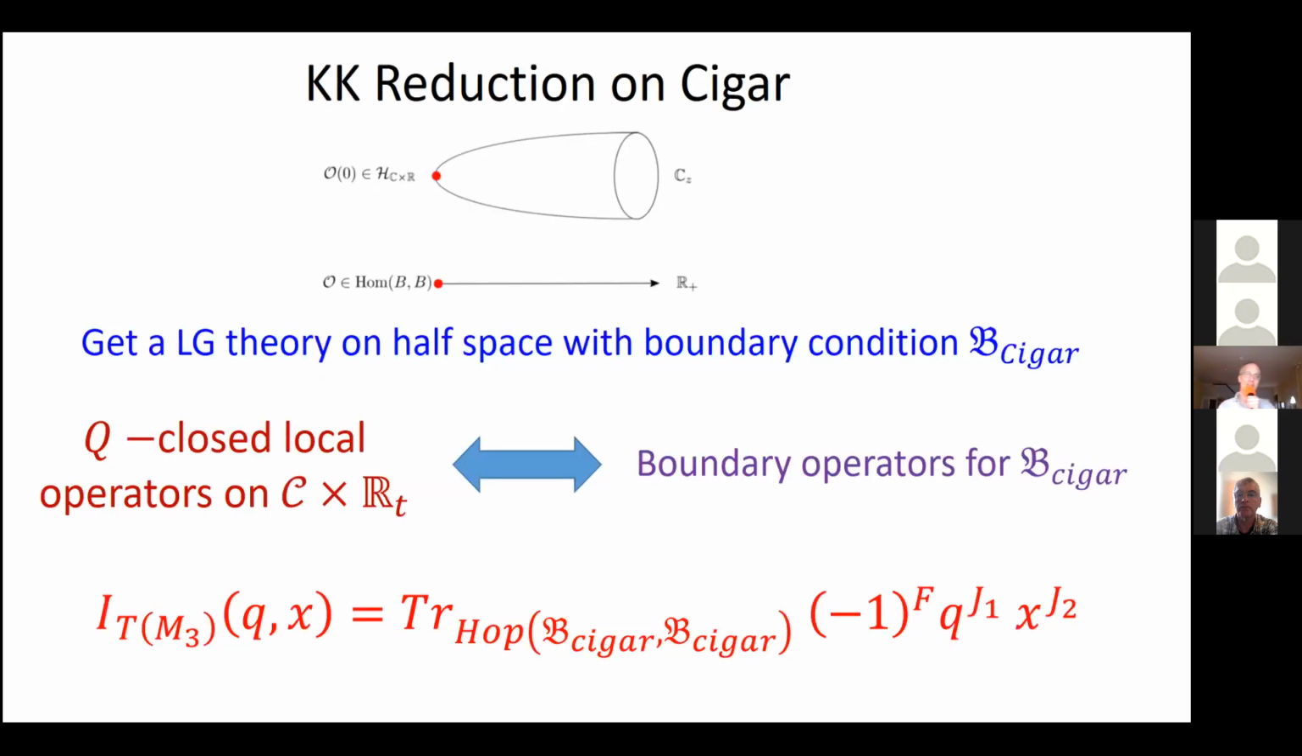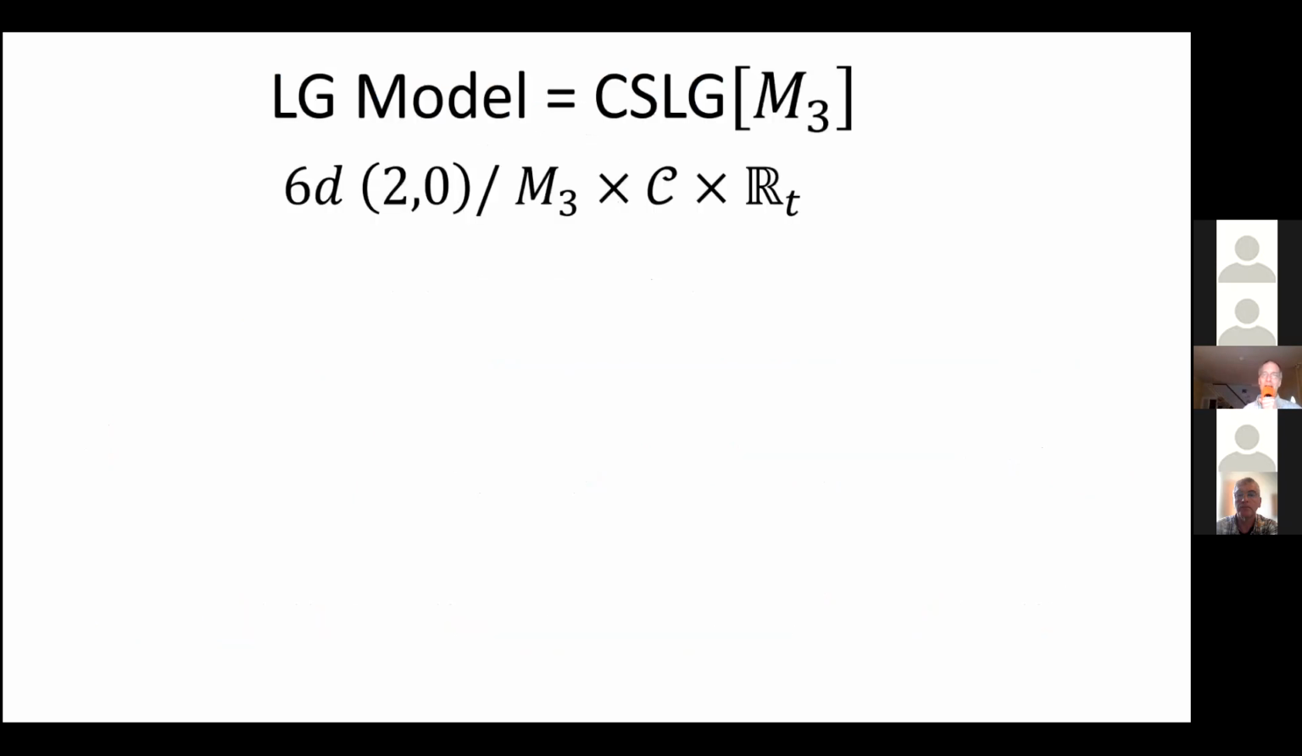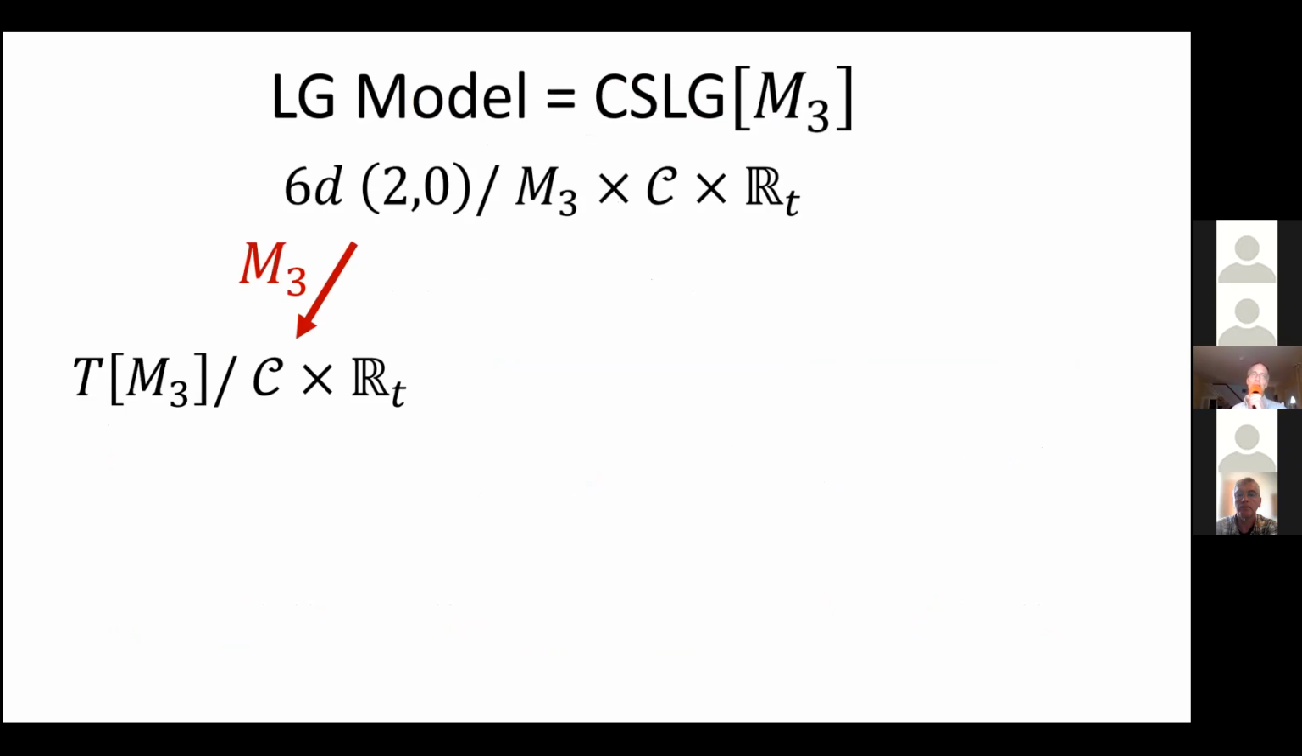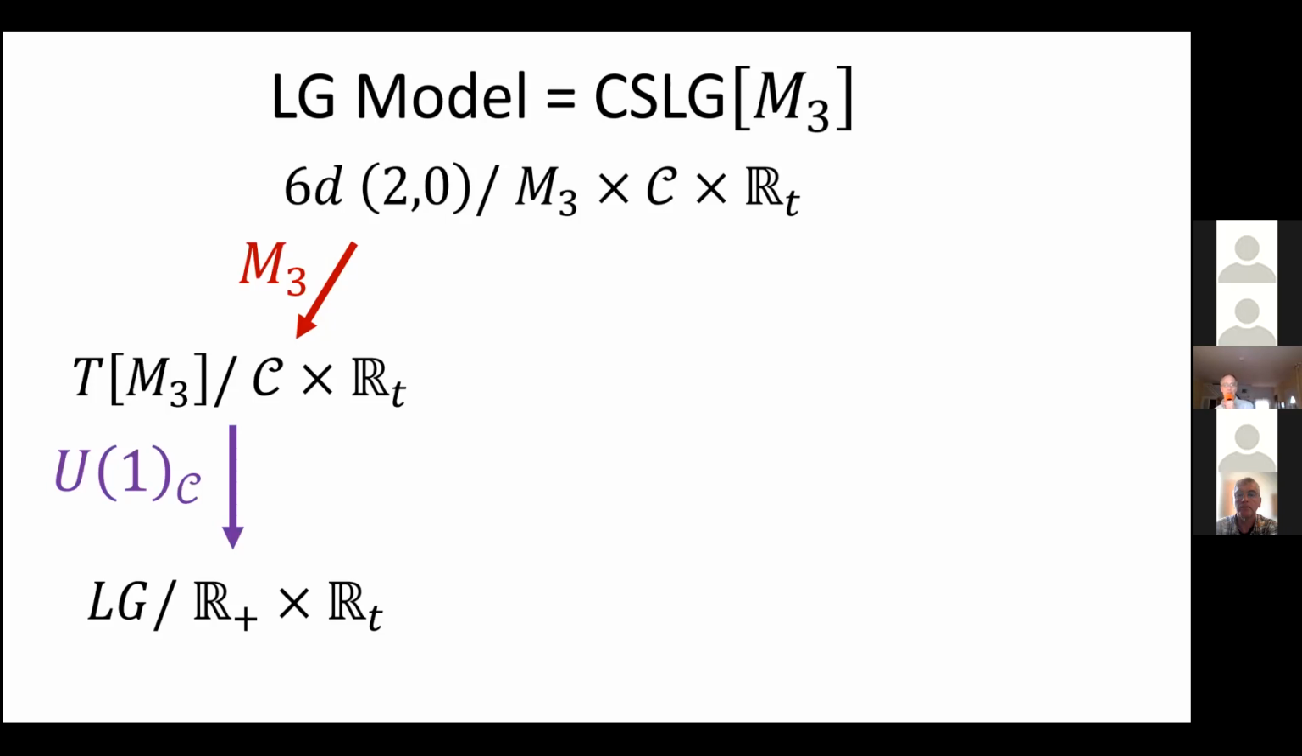So what is this Landau-Ginzburg model? It's our friend, the Chern-Simons Landau-Ginzburg model associated to the manifold M3. And now why is that? Well, as I just described it, you get the theory T of M3 by compactifying the six-dimensional theory on M3, and then you get the Landau-Ginzburg model by reducing using the U1 isometry on the cigar down to R plus times time.